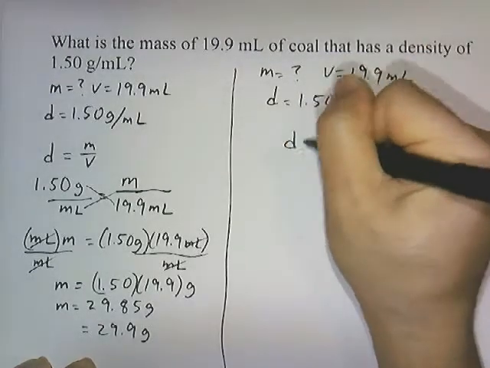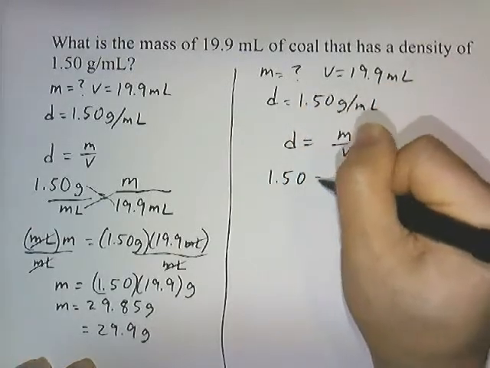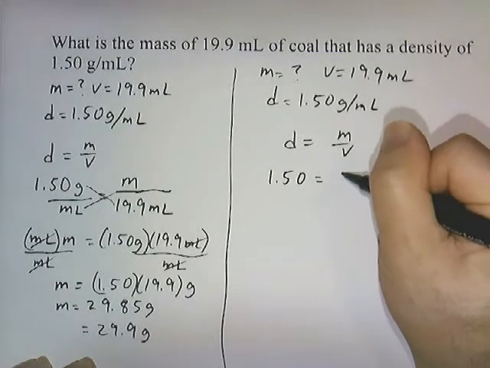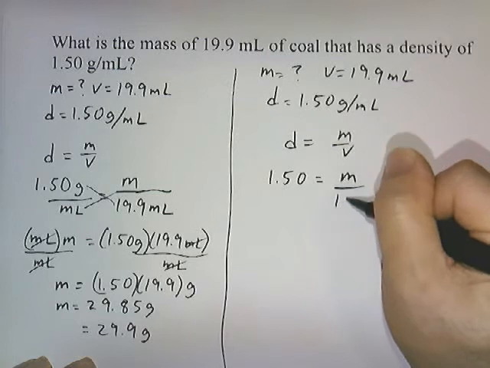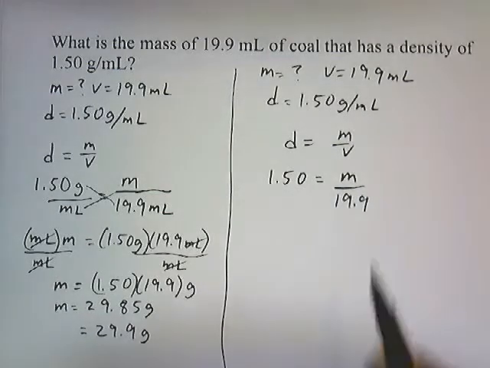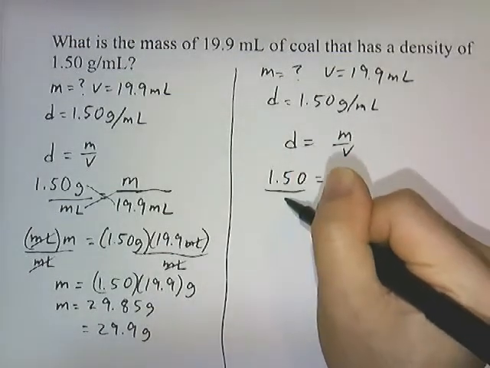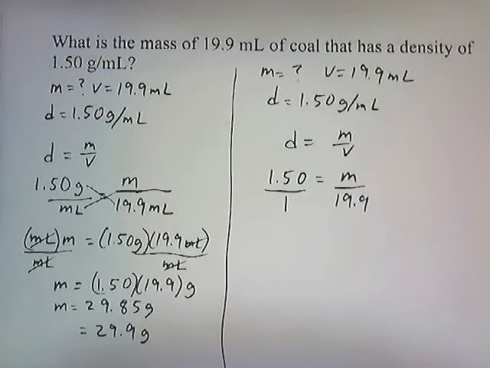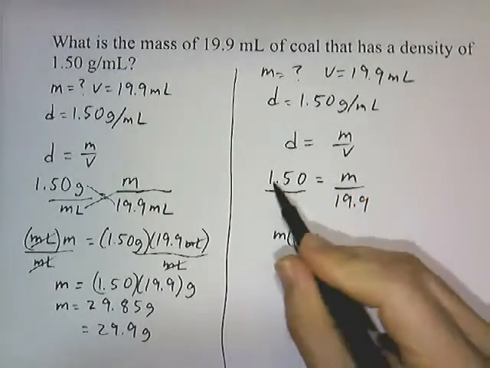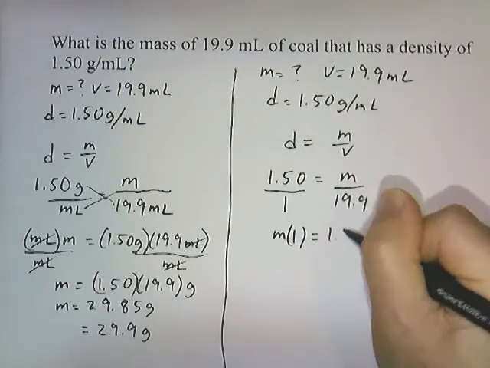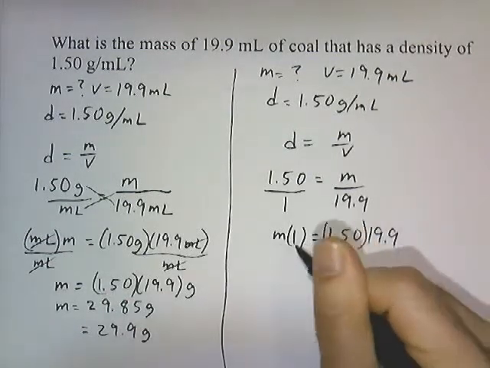I'm just going to do d equals m over v. Density is 1.50, and I'm not including units this time. M is just going to be unknown. Volume is 19.9. All right, we're going to solve for m by cross multiplying. What I'll do is I'll just divide this number by 1. You divide a number by 1, you haven't changed it. 1 times m equals 1.50 times 19.9. 1 times m is m.